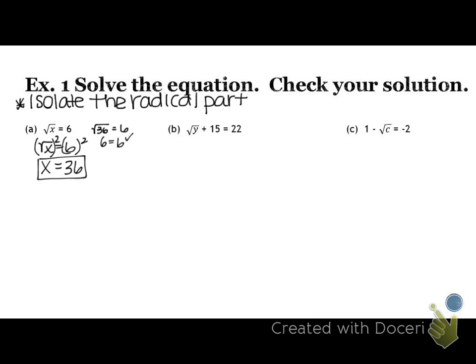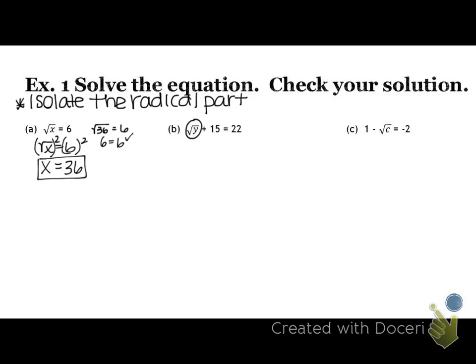It checks out. Now look at letter B. Is the radical part of the problem isolated? No. So Xander, what is the radical part of this problem? Square root of y. So this is the piece. Now if this helps you, do this. Circle the piece that you're trying to isolate. We want to isolate the radical part. So we are right back to chapter 1, basic equations.